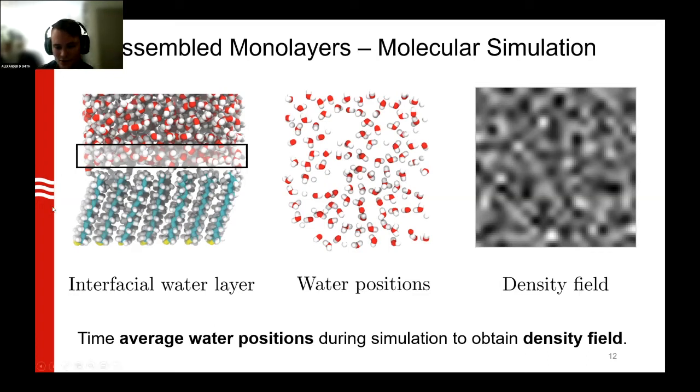Here we're looking at a side shot of that SAM simulation. We have our interfacial water layer that we're slicing out of the simulation. And then in the center, we're looking at a top-down shot of that interfacial water layer. What we're doing is taking these water positions, and because we have this over time, we're going to time average these water positions into a density field, to understand how the water is behaving in this process.